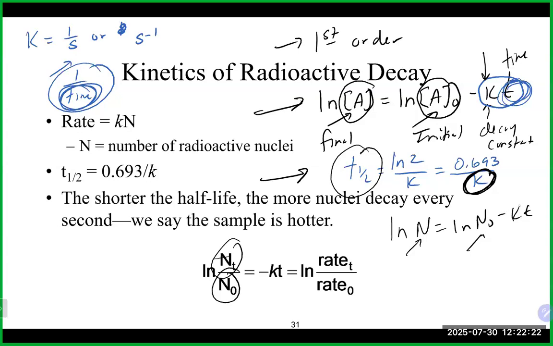In addition, instead of k for the decay constant, some older books will use lambda to represent the decay constant. So sometimes in nuclear chemistry, lambda is used by nuclear chemists to represent the decay constant. Any questions on that there?